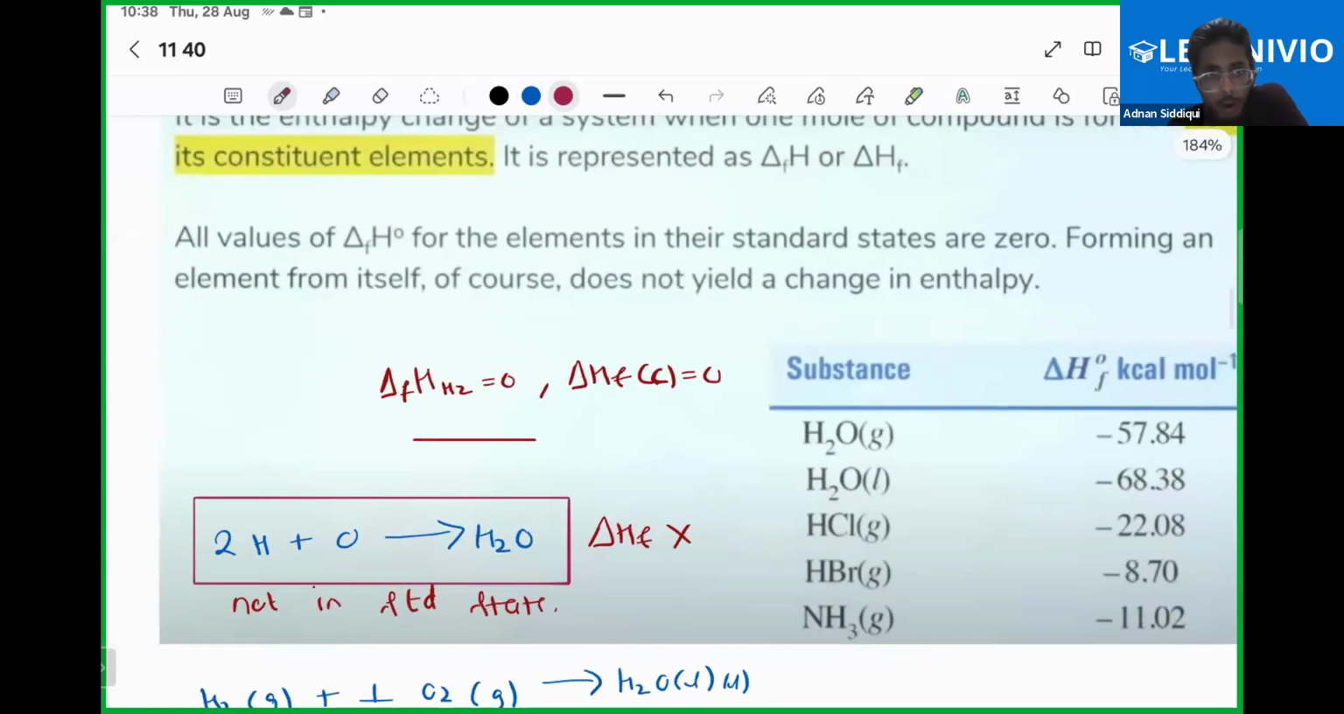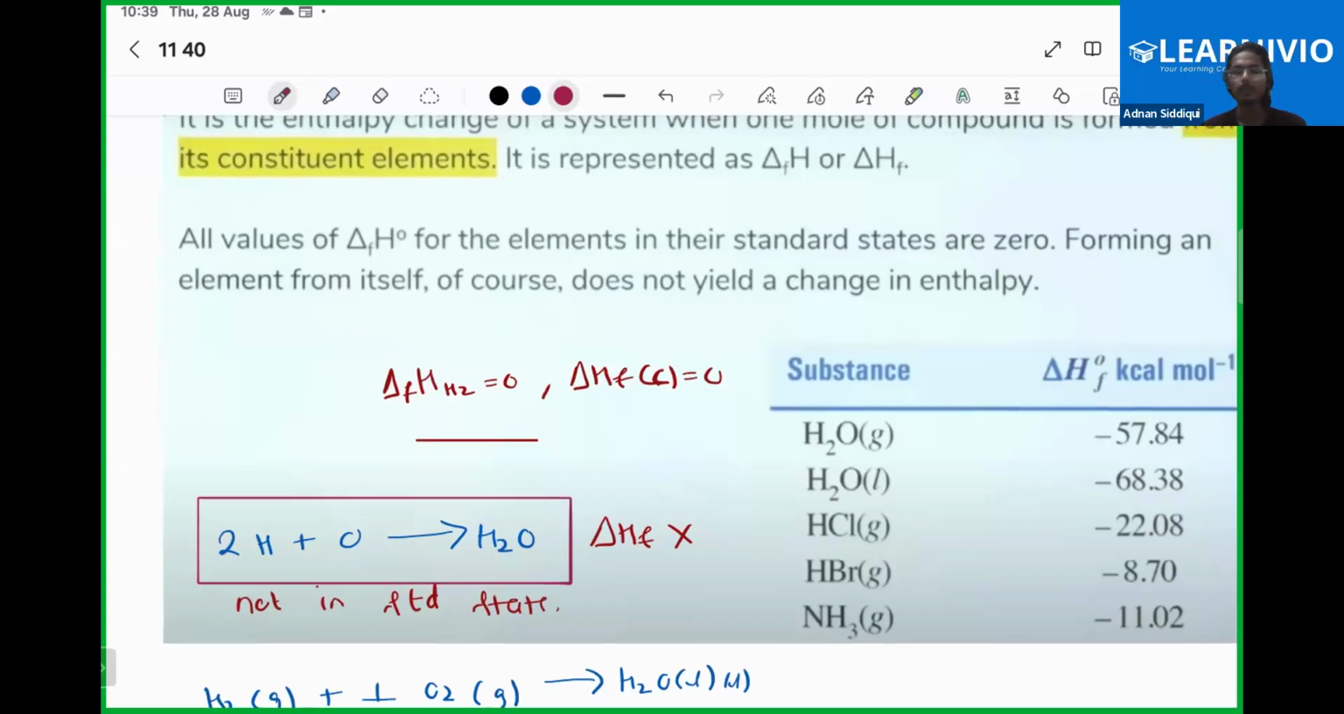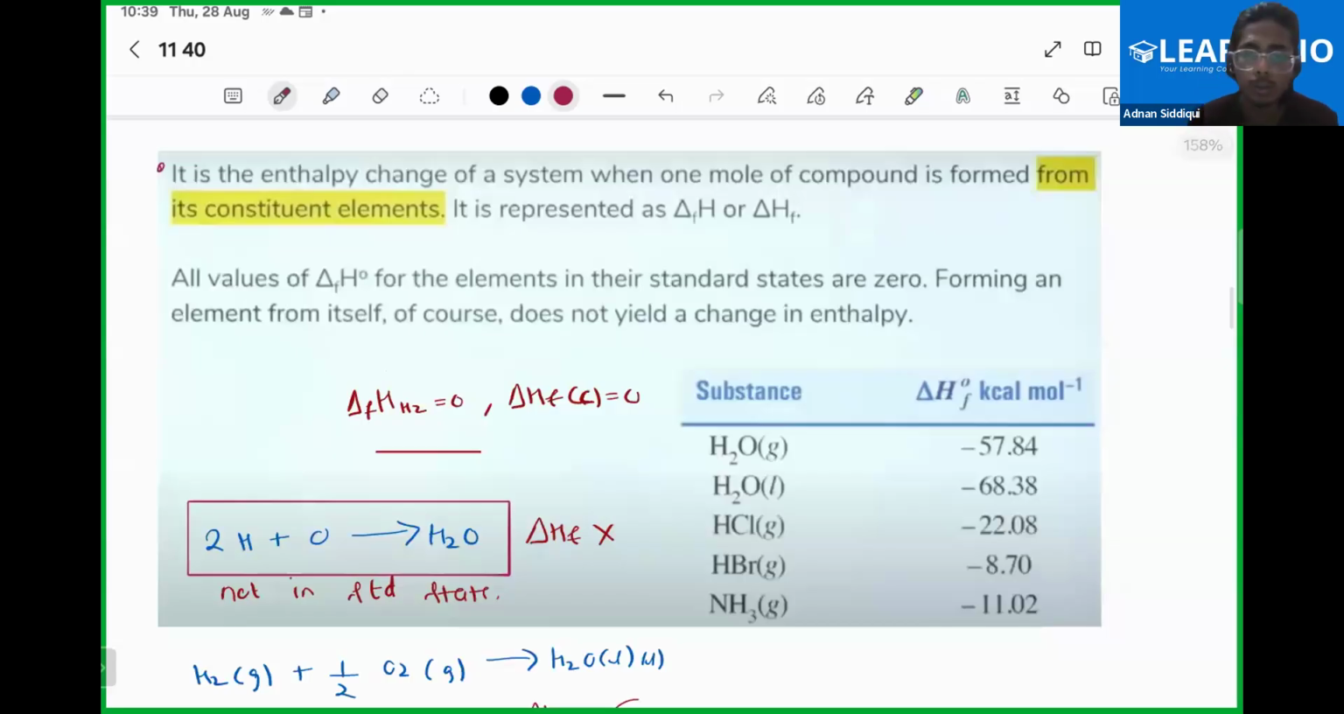So what it says is, all values of delta H formation naught for the elements in their standard states are zero. Forming an element from itself, of course, does not yield a change in enthalpy. Suppose you want to form hydrogen, you want to form H2, and you started with H2. If you are going from H2 to H2, are you forming something? Is there formation of anything?